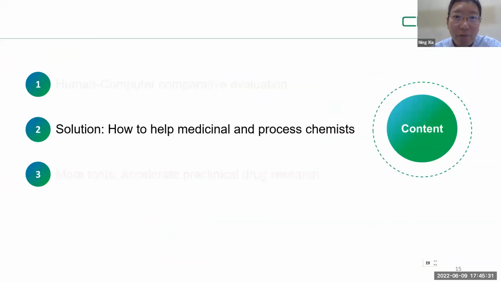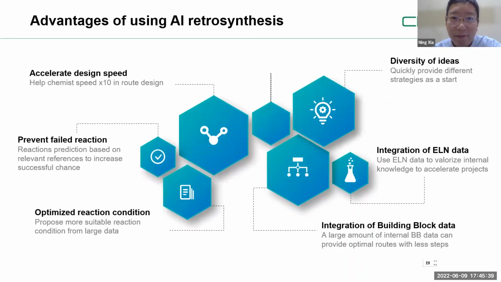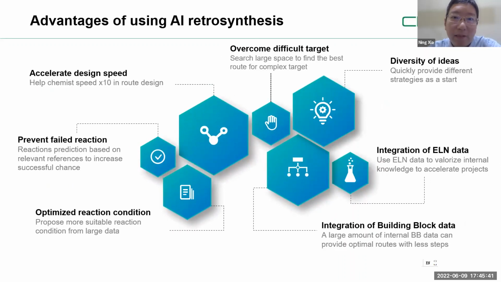So then I will try to show you how ChemAIRS can help medicinal and process chemists in their work. ChemAIRS has several key features. First, it's very fast. It's capable of generating routes in seconds to several minutes. So this can accelerate the design speed of routes and save a lot of time for chemists.